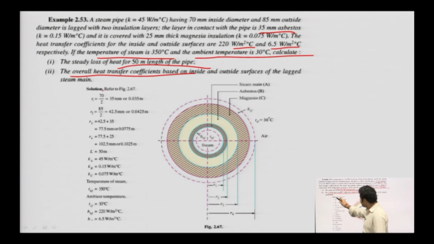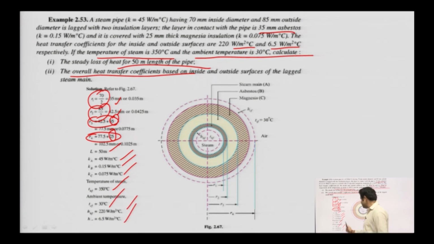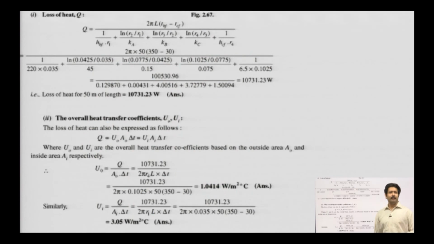So first of all, deduce the radii. I have already told you how to do it. Just add on the thickness of the insulation after the first radius. So here it is R1, R2, that is already given. Then the addition of the insulation thicknesses, the length is given, Ka, Kb, Kc is already given. This is the temperature of the steam given, the ambient temperature is given, the heat transfer coefficients are also given. So what do you need to do?